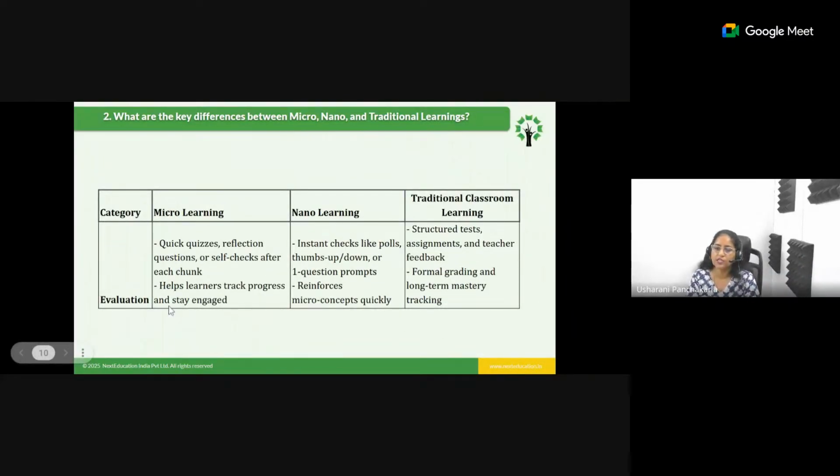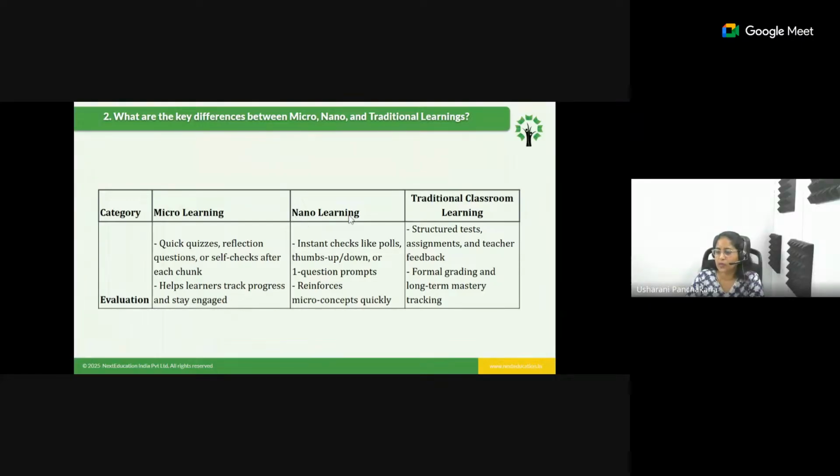So coming to the last part, that is about evaluation. Here we do micro assessment, because we are going with micro learning materials. So obviously we'll use quizzes and reflection questions. Reflection is nothing but your observational questions after the content, to check their understanding of whatever you have taught in the classroom, or self-checks after each concept. This helps learners track their progress and stay engaged.